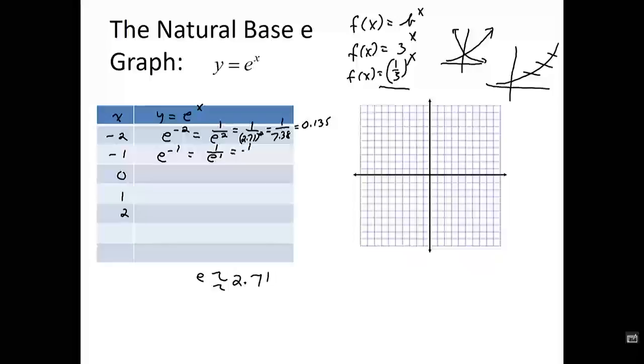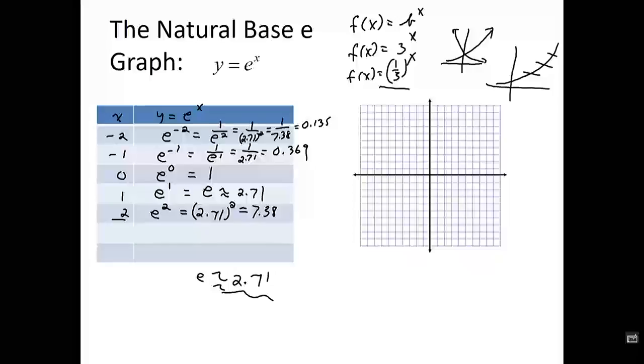When x is -1, we have e to the -1, which is 1 over e to the first. So that's 1 divided by e. E is approximately 2.71. When you do that division, you get approximately 0.369. When x is 0, we have e to the 0. We know that's 1. When x is 1, e to the first, which is just e, which is again approximately 2.71. And when x is 2, we have e squared, which is 2.71 squared, which is approximately 7.38.